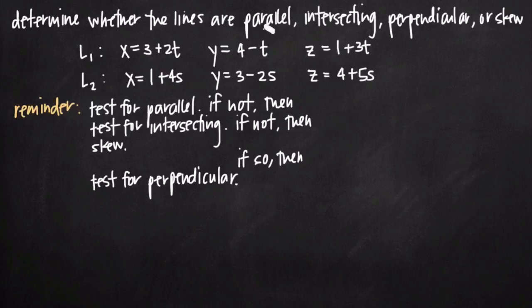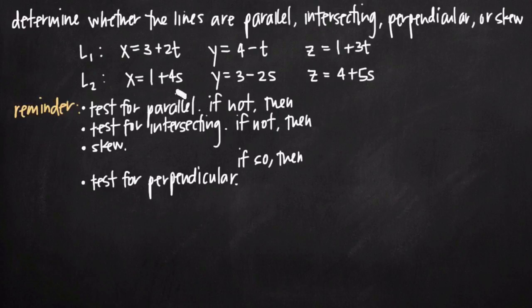Now, how are we going to test to determine whether our lines are parallel, intersecting, perpendicular, or skew? Well, I've gone ahead and written out the steps that I like to use to test for these things. I like to do them in this order because I really am starting with the simplest and quickest test and then narrowing my way down to my conclusion. So the first thing I like to do is test to see whether or not the lines are parallel. If they are parallel, then we don't have to test for anything else. We know that they're parallel, we can be done.